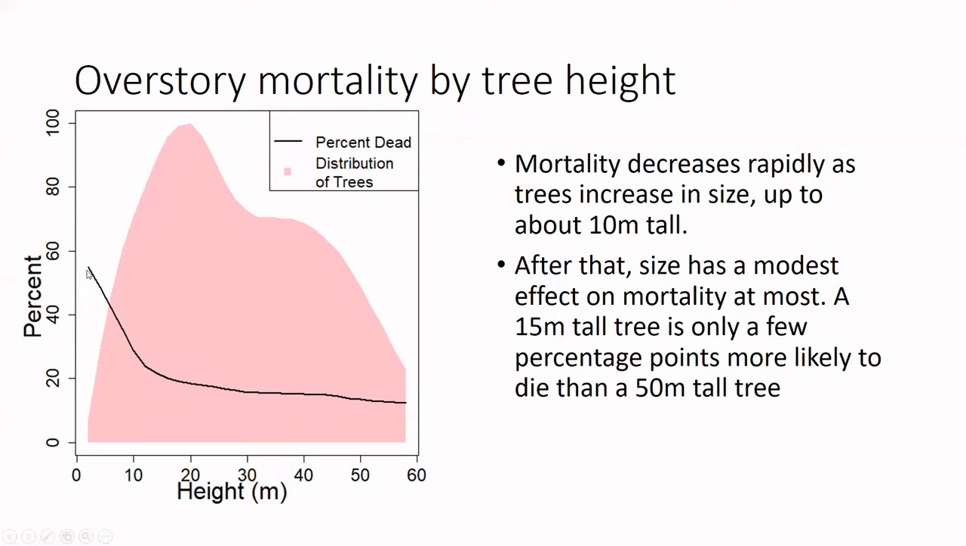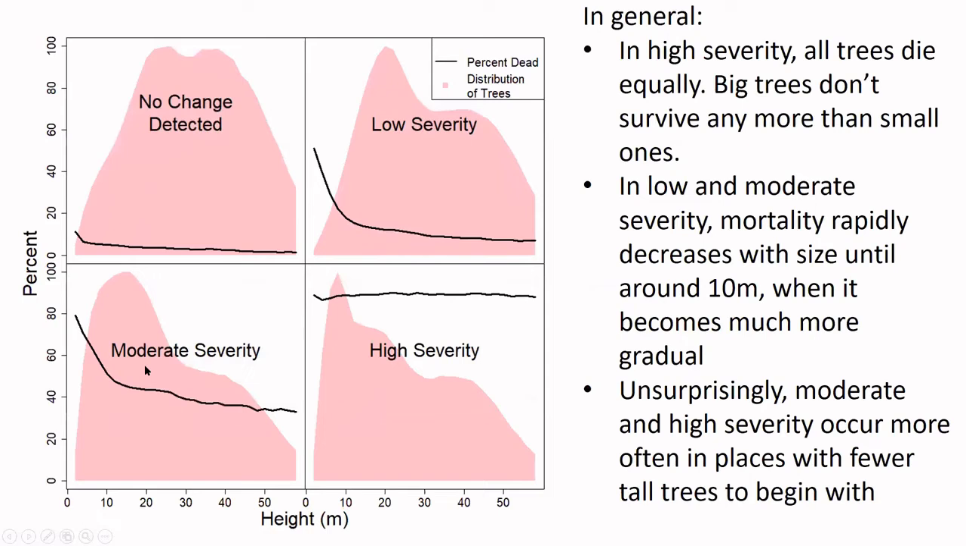And we get this graph where up until about 10 or 15 meter tall trees, increasing size drastically increases its chance of survival. But past that, increasing the size really doesn't have that much of an effect. Like there is still a downward trend, but it really levels off at about 10 meters. And splitting it out by severity, we see that low and moderate severity both have this story where they kill a lot of the trees that are shorter than 10 meters.